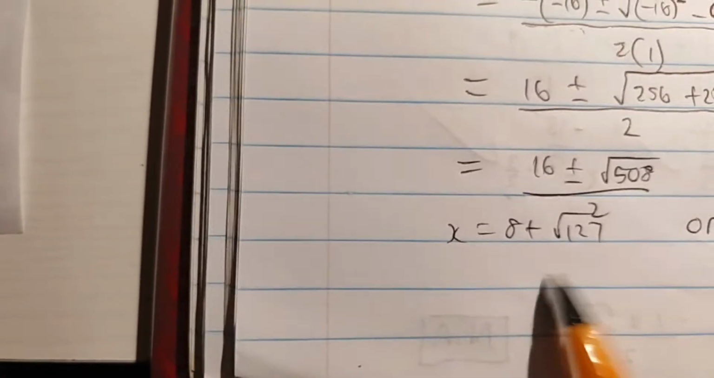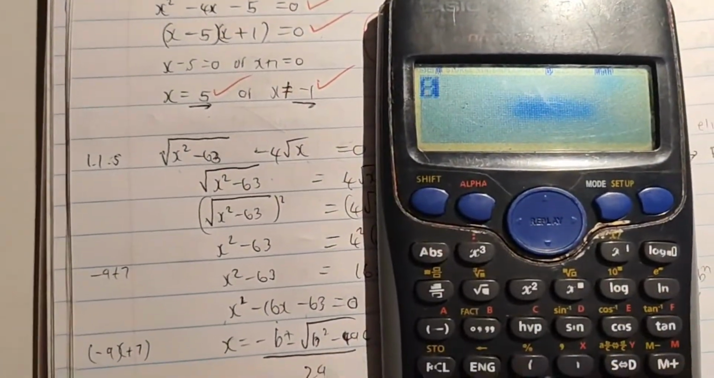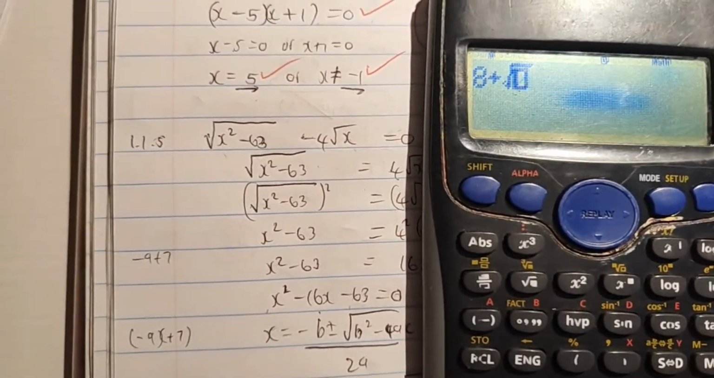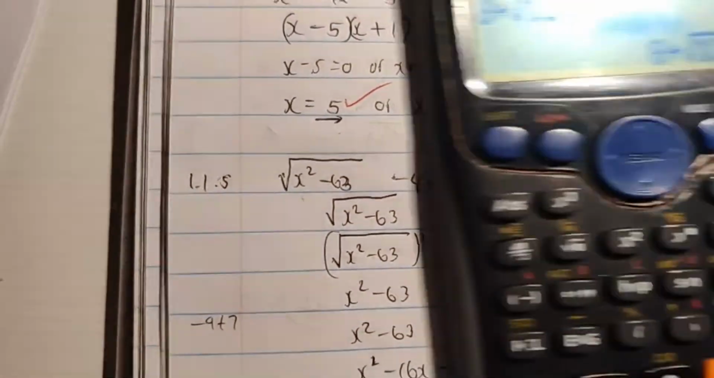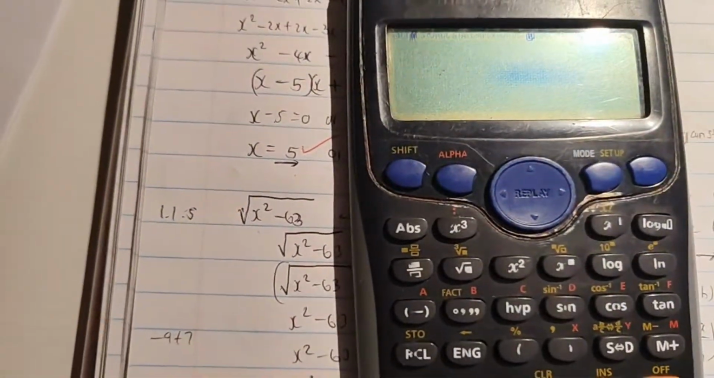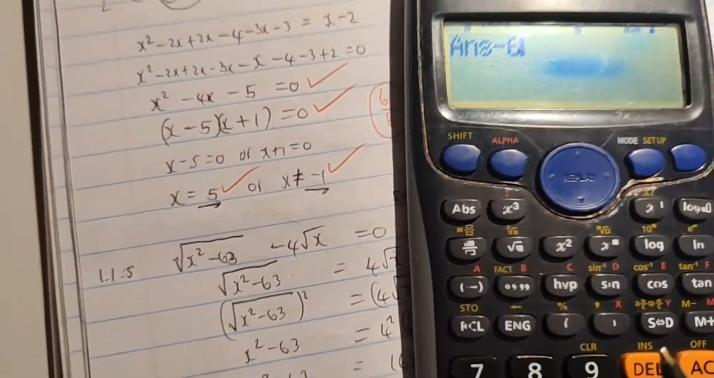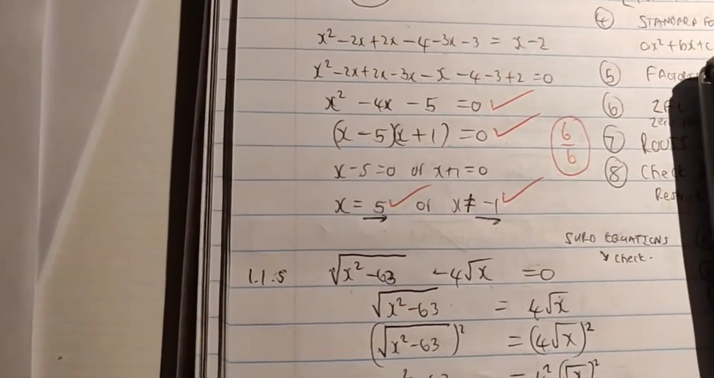Let's take 8 plus square root of 127. Yeah, let's square it. Okay, and then let's subtract 63.